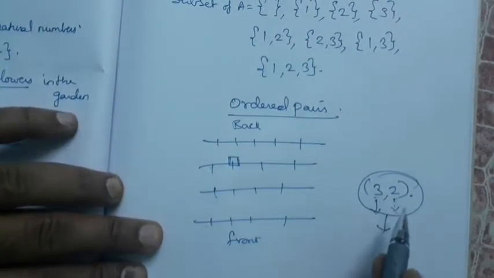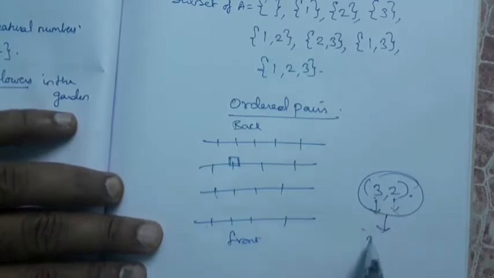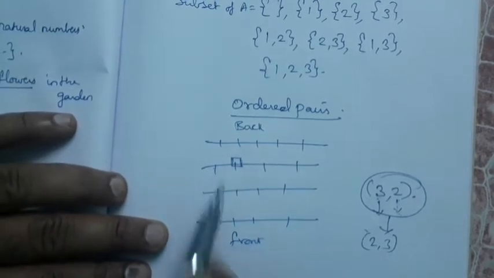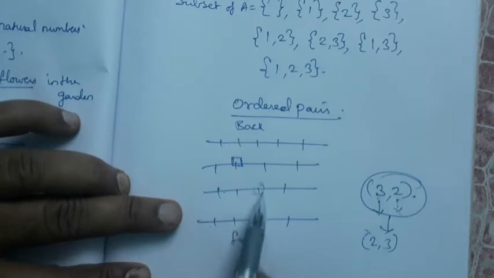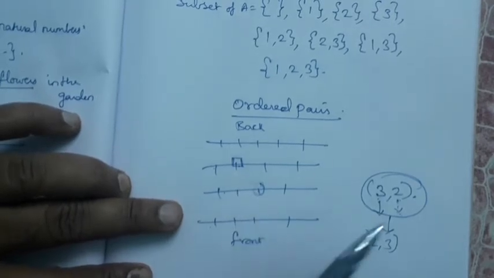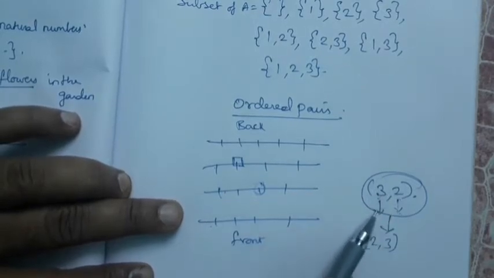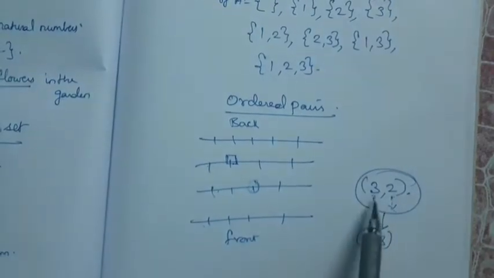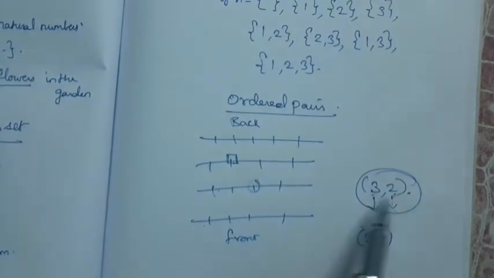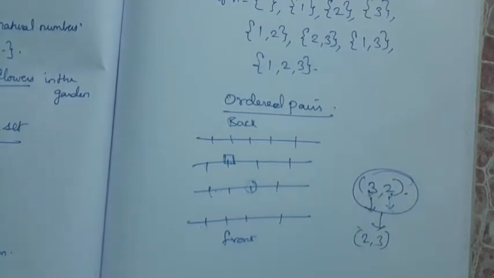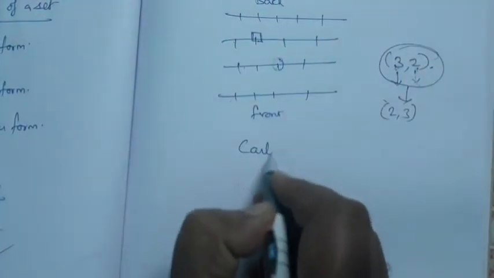3 comma 2 can only be mentioned as 3 comma 2. It cannot be taken as 2 comma 3, because 3 comma 2 and 2 comma 3 are not the same thing. Third row second seat and second row third seat are not the same. So an ordered pair should be written as it is. The first one is called the x coordinate. The second one is called the y coordinate, or we simply say this as input and this one as output. So we cannot exchange this. We cannot write it as 2 comma 3 for 3 comma 2. Clear with the idea? Now let us quickly move to relations and functions. So now we need to know about Cartesian product.